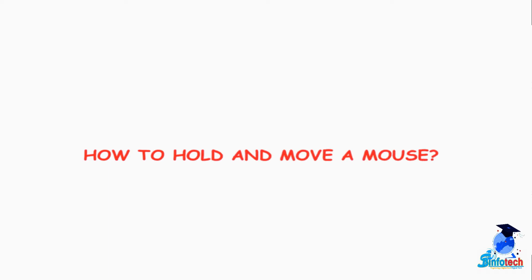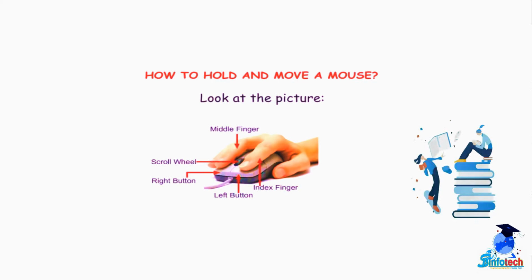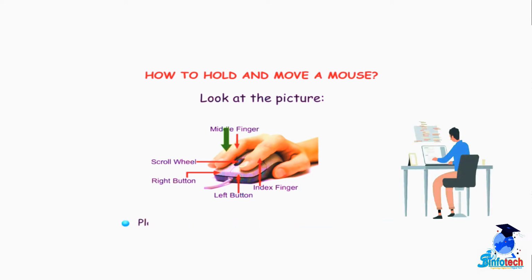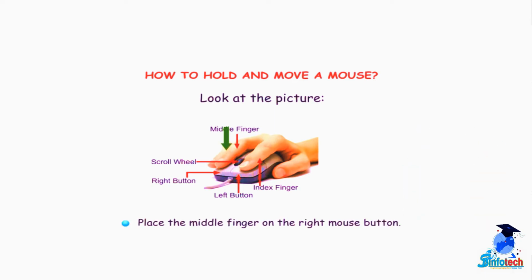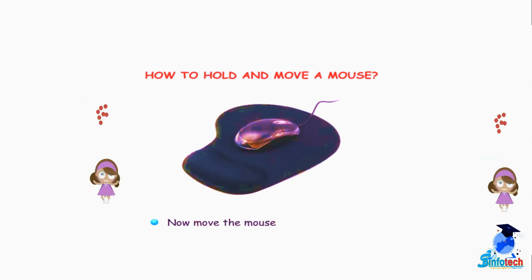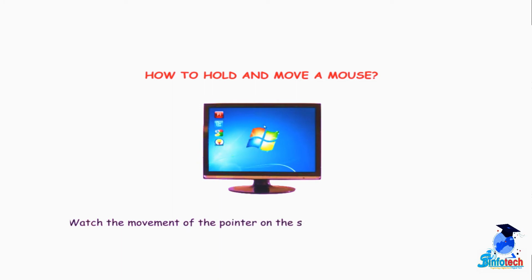Now let us understand how to hold and move a mouse. Look at the picture. Place your index finger on the left mouse button. Place the middle finger on the right mouse button. Hold the mouse with the rest of the fingers and thumb. Rest your palm on the mouse. Now move the mouse on the mouse pad. Watch the movement of the pointer on the screen as you move the mouse.